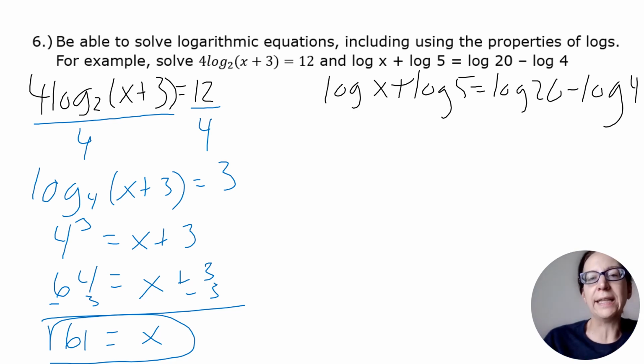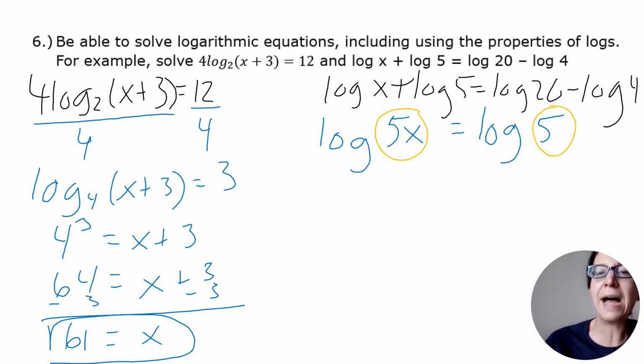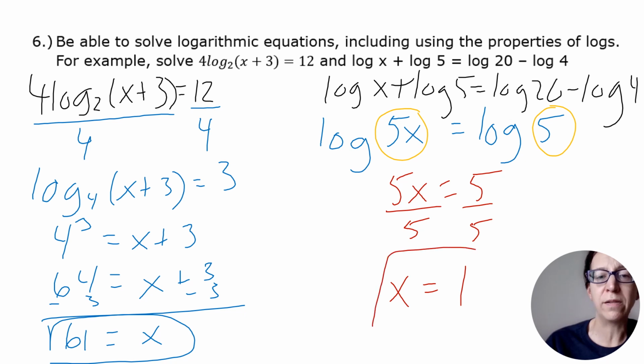On this one, on the left, we can combine the 2 logs that are added by multiplying the arguments. So that would be the log of 5x. And then over on the right, we can combine these by dividing the arguments. And 20 divided by 4 is 5. Once we have it written like that, we can set the arguments equal. So we'll get 5x is equal to 5. Divide both sides by 5, and x is 1.